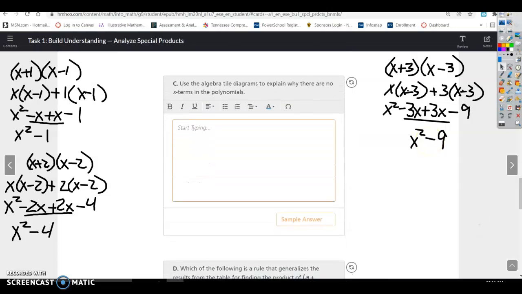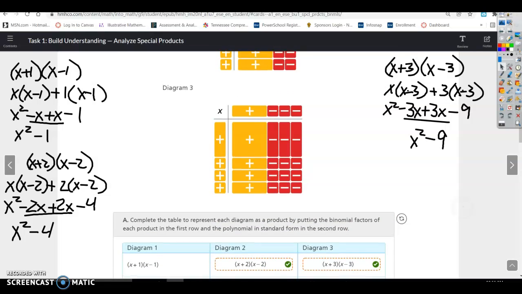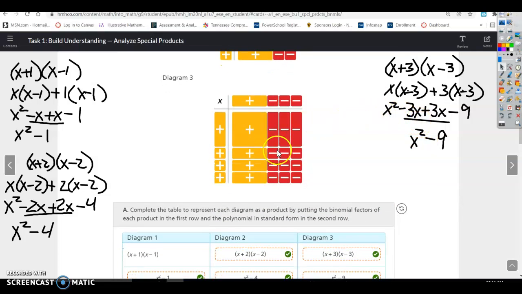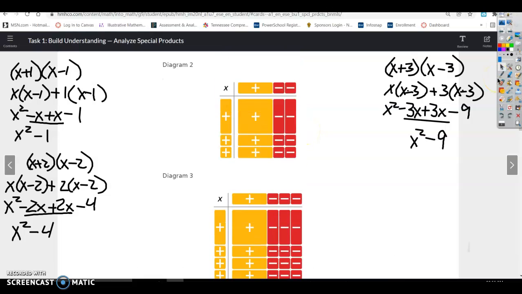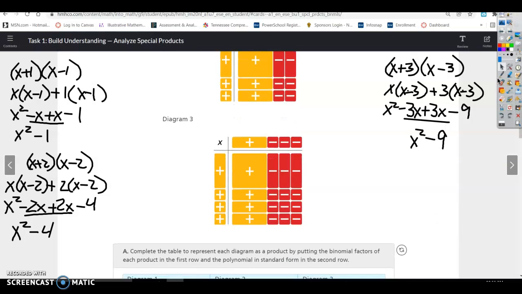All right, use the algebra tile diagram to explain why there are no x terms in the polynomial. If you look here, you can see that there are plus 3x's and minus 3x's, and so those cancel. So in each one of these diagrams, you can see the plus and the minus, 2 plus and 2 minus, and 3 plus and 3 minus cancel out. So even in the diagram, it does show that those cancel.